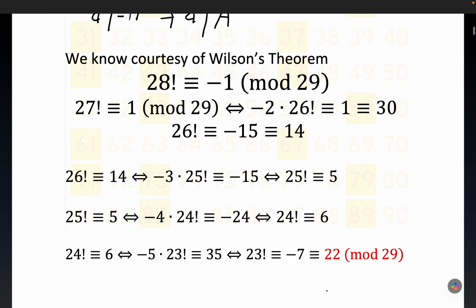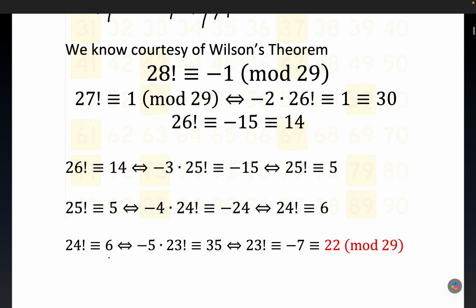Now, there's one little sneaky part when you got to this stage right down here. You see how we got to 24 factorial is congruent to 6? Well, 24 is congruent to negative 5, and it's tempting to replace 6 with negative 23. But that doesn't work. You don't get a cancellation. So we added 29 to 6. That's the modulus, and we got 35. So that's how we finished the problem, folks.